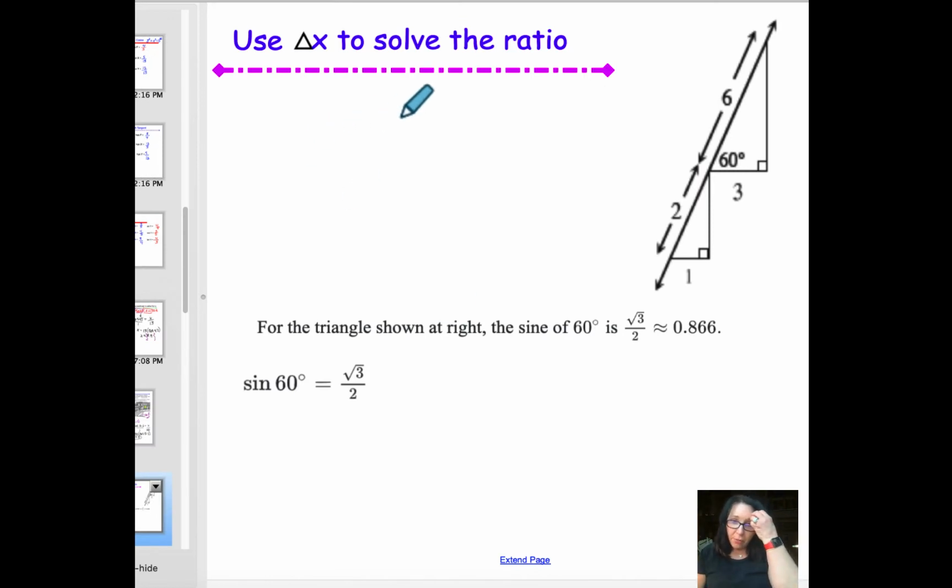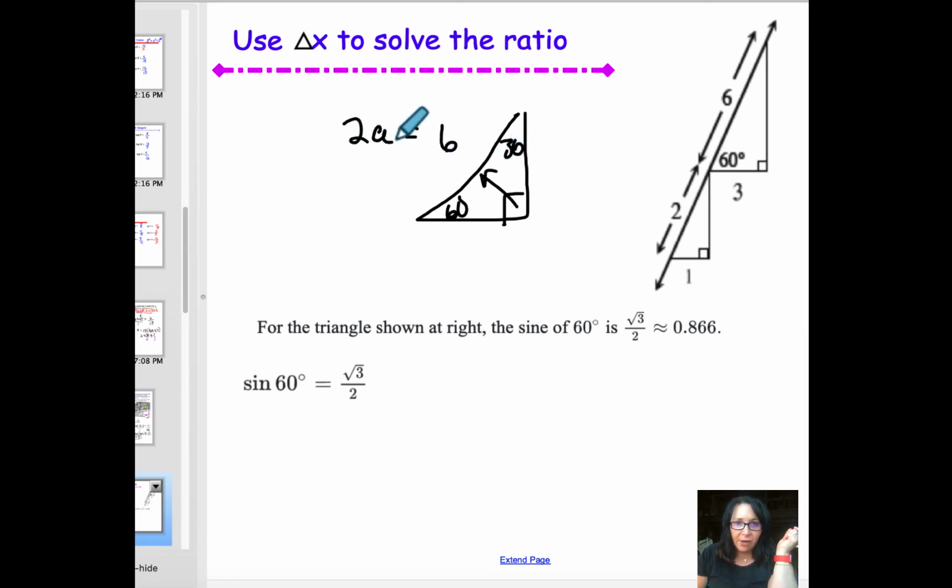For this problem here, we want to solve the change in x, which is that value going across. So it says use a change in x to find the rise. So for the triangle shown, we know that sine of 60. So what they did was they said, if you were here at a 60, 30, 90 degree right triangle, and across from the 90 is 2a, remember that? So that's going to be a is equal to 3, which means across from the 30 is 3. Then across from the 60 is going to be a root 3, or 3 root 3.